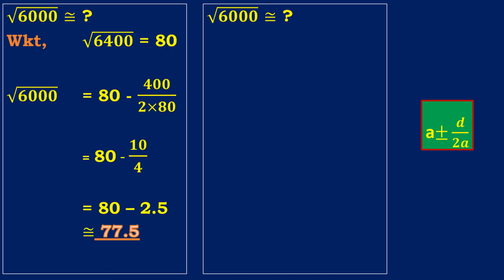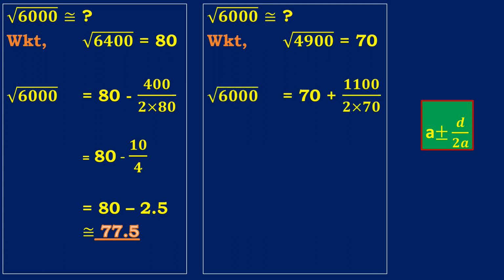Instead of the integer 6,400, let us consider 4,900. As we all know, 70 squared equals 4,900, which is the nearest value of 6,000. We will say a is 70. D is the difference between 6,400 and 4,900, which is 1,500. We are looking at the integer 4,900, which is less than 6,000. The square root of 4,900 is 70.